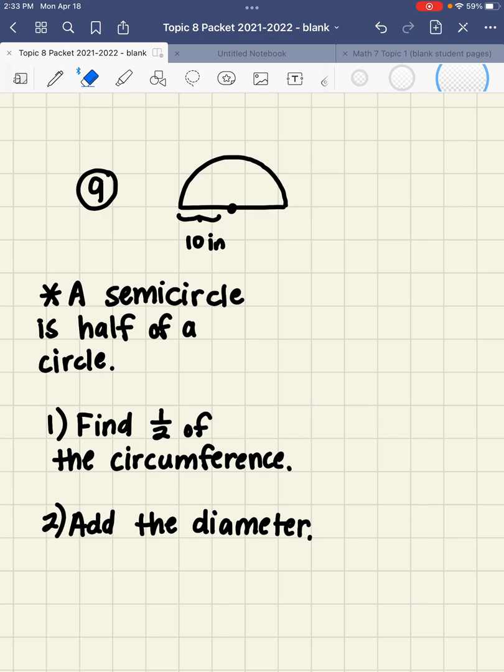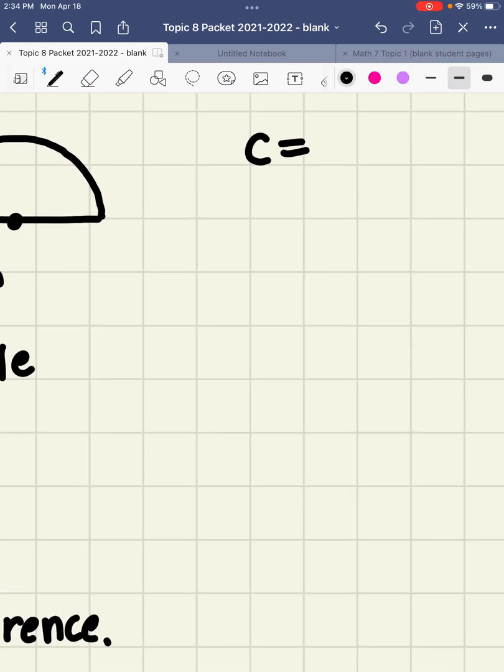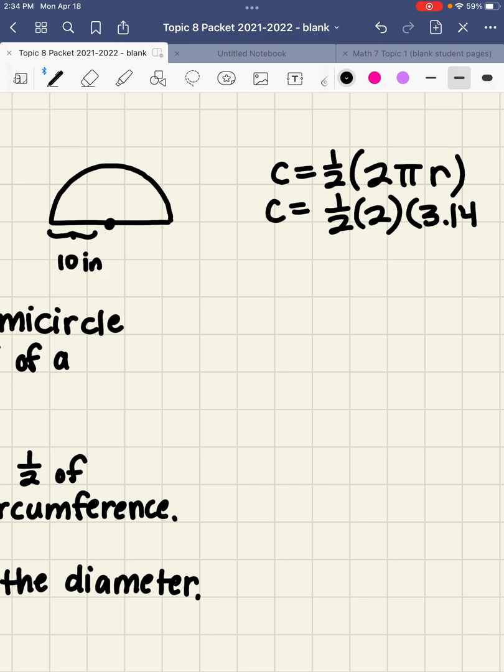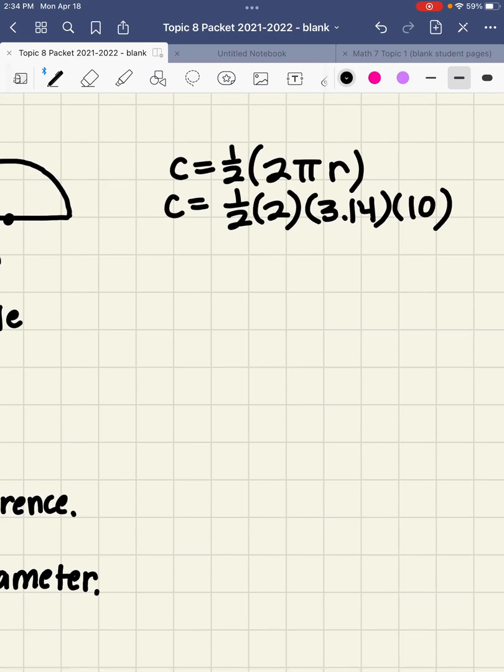So let's find the circumference, or the distance around the edge of this one right here in number 9. Let's first start with C equals 2 times pi times r. Now I know I'm just finding half of that, so I'm actually going to multiply that times 1/2. So we have C equals 1/2 times 2 times 3.14 times what is my radius? Well, it's 10. Okay, now I'm going to put that into my calculator. Keep in mind, I'm multiplying all of this together.